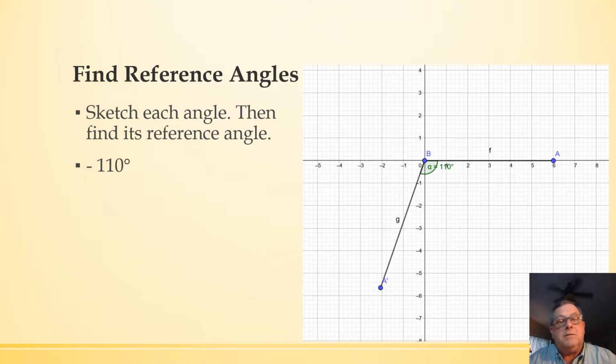And while I'm at it, because this will come up next, when we're on the coordinate plane, think about "all students take calculus." All the trig functions in the first quadrant are going to be positive. In the second quadrant, sine and its reciprocal cosecant are going to be positive. Everything else is going to be negative.